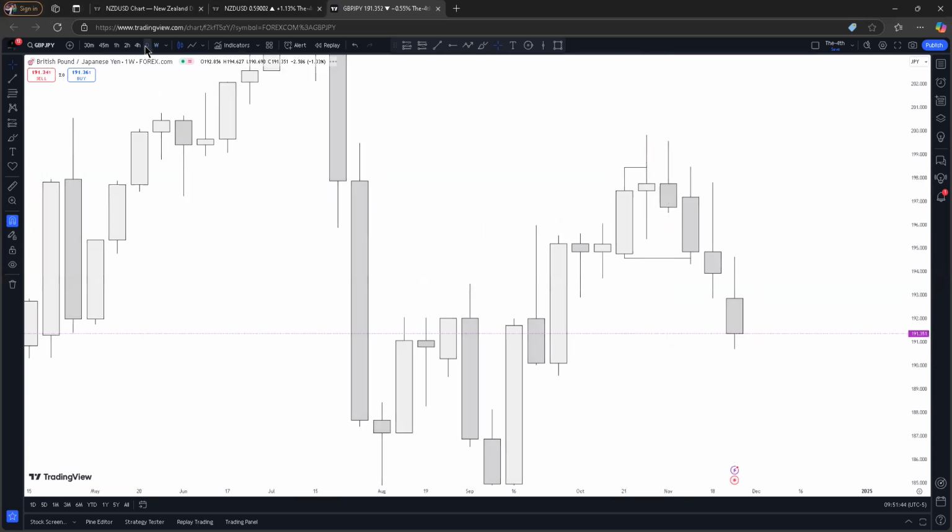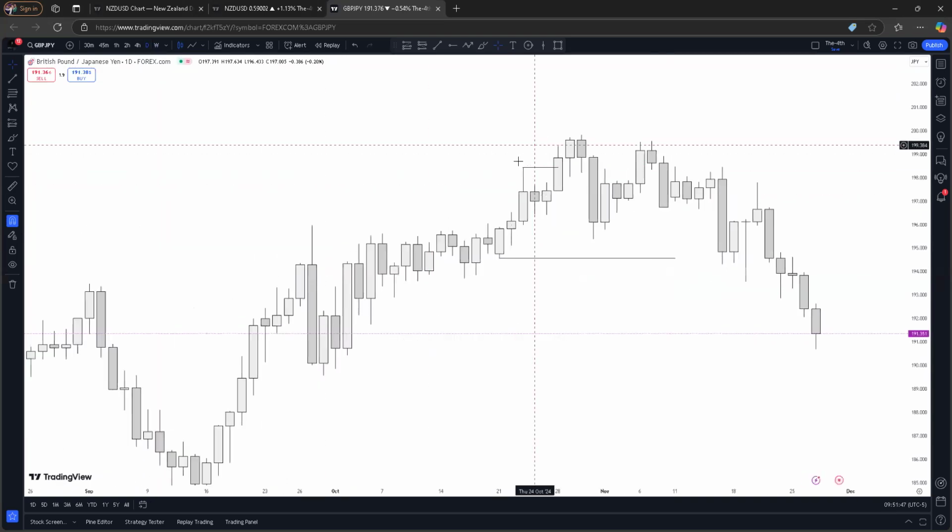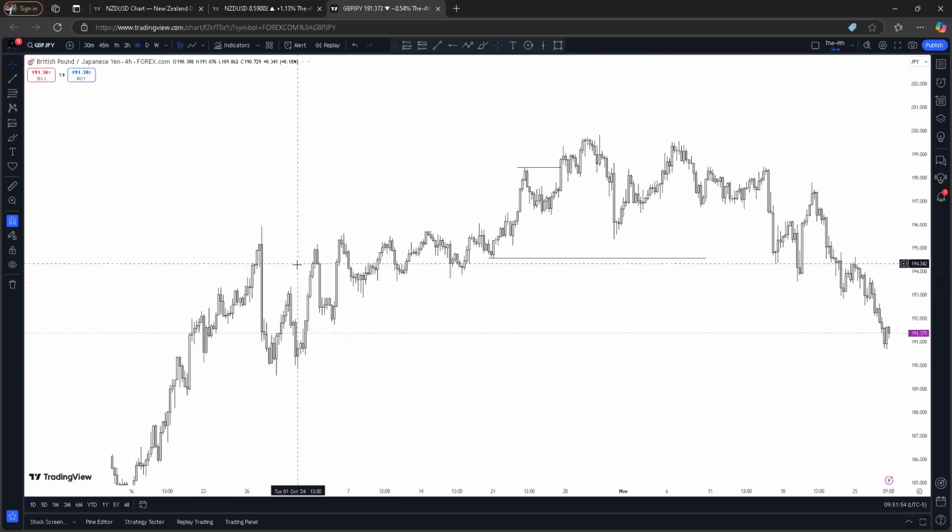We moved one time frame lower to the daily, and we saw that after the sweep, the daily gave to us a break of structure, which means that daily is in alignment with the weekly. Let's move to the 4 hours. Let's see if we would find anything on the 4 hours.